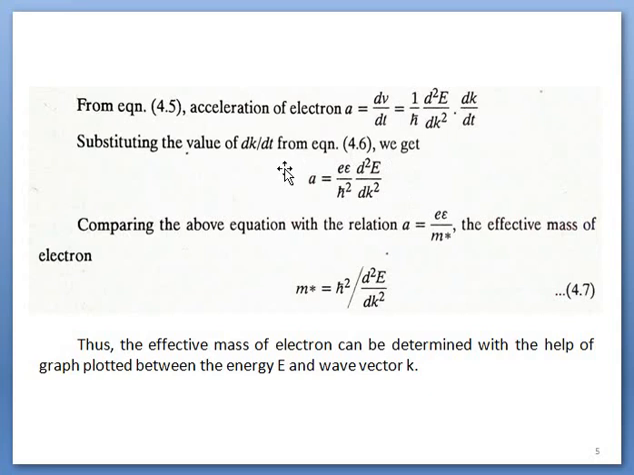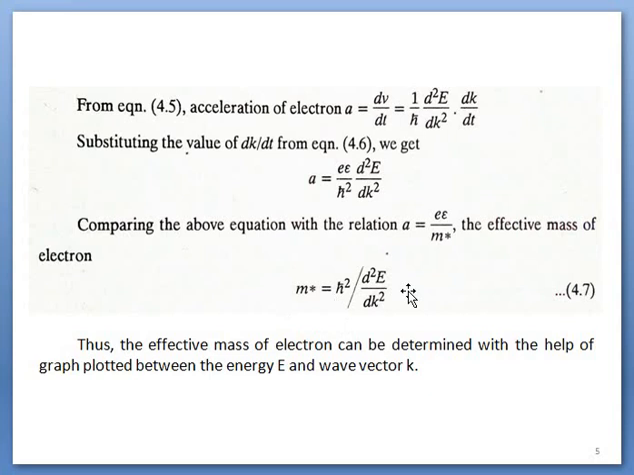But we know that acceleration is also expressed by force upon mass. Here mass is represented as m star, which is known as effective mass. By equating these two equations, the left hand sides are equal, so the right hand sides will be equal. Small e and the electric field density E will be cancelled, and we have m star equal to this.